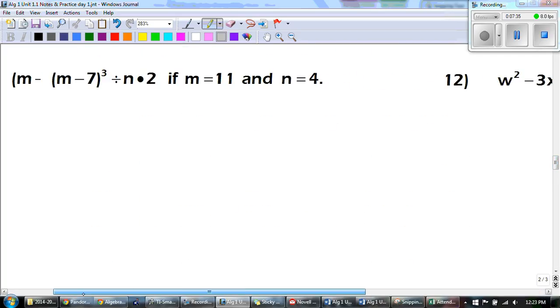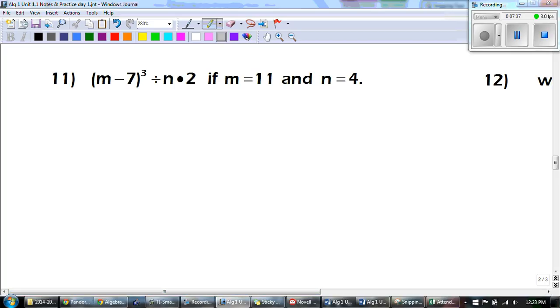All right, number 11. Okay, they're trying to be tricky. They're throwing in two different variables. Now, if you guys feel comfortable, why don't you pause the video, see if you can set it up and solve, okay? Now, for the rest of you, we'll do it together.